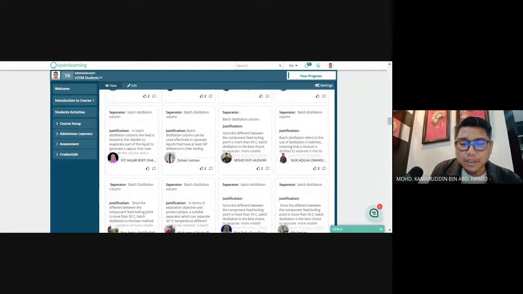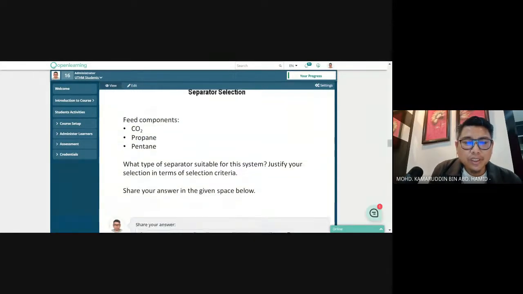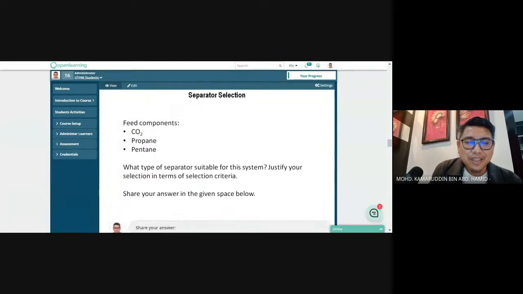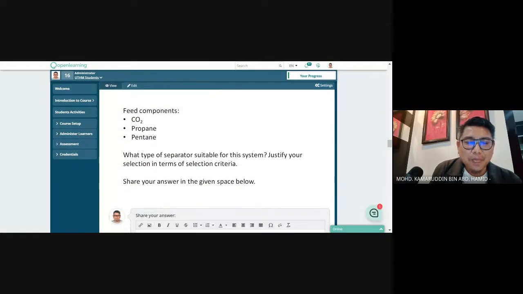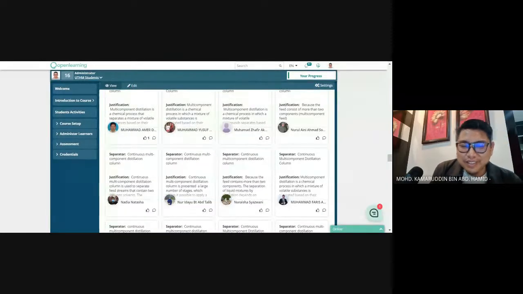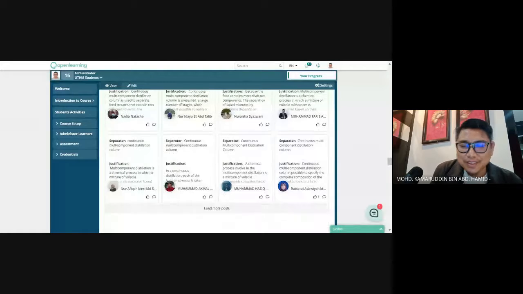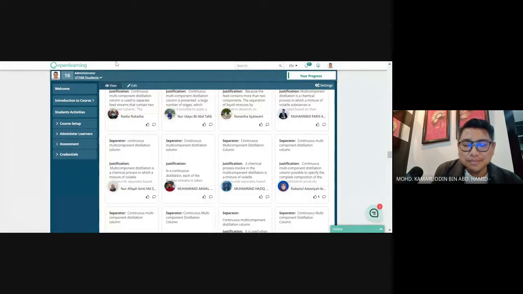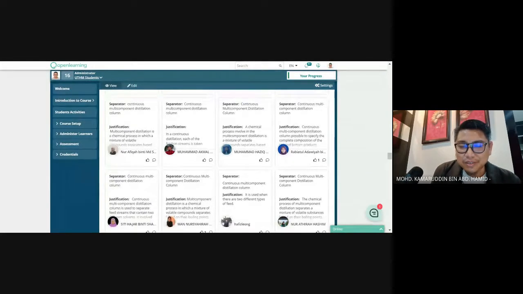Any more questions? Let's see. Okay, this one is quite easy. I think we discussed a lot earlier. Your feed components are CO2, propane and pentane. So what type of separator is suitable for this? Please justify your answer. What did you answer? Continuous multi-component distillation column. Everyone follows Sophie. The influential one.